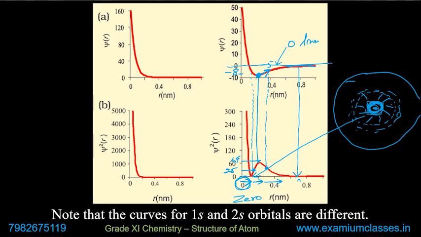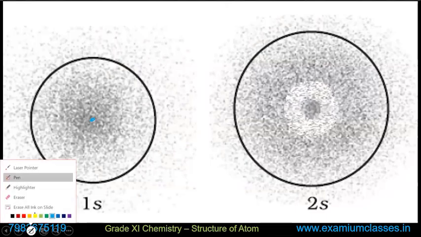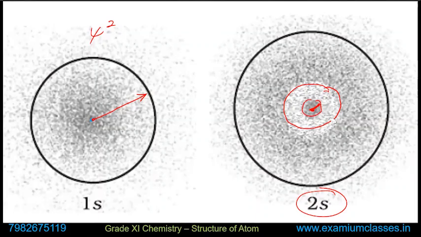If we see these diagrammatically, for 1s, the electron density will decrease uniformly. When you move away from the nucleus, electron density decreases because psi square decreases gradually. But in case of 2s, if you move from the center, in this region electron density decreases. But in this region, a hole, there is hardly any electron density, minimal electron density.